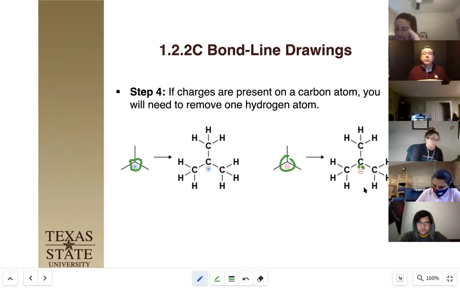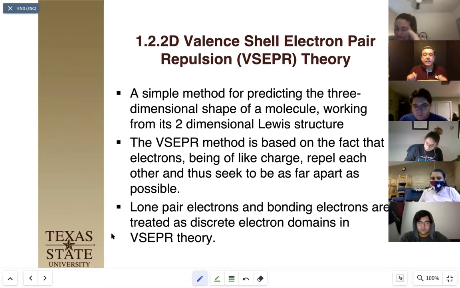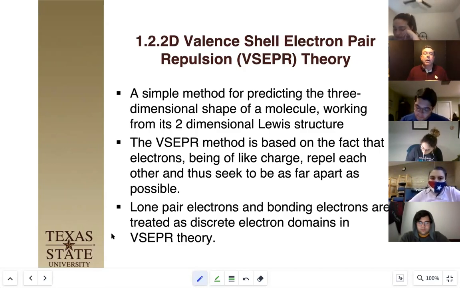So this is one of the times when we have a lone pair on a carbon atom, especially when it has a negative charge on it. Okay, all right. So this leads us into what we call our valence shell electron pair repulsion theory.